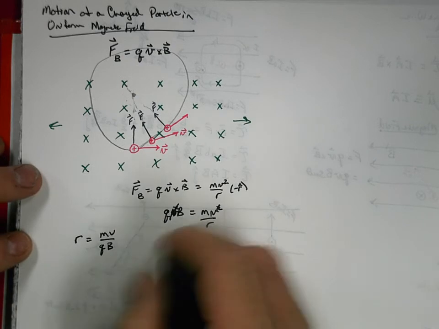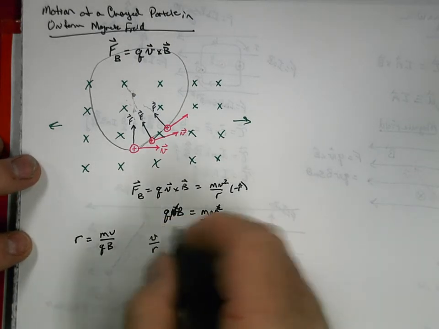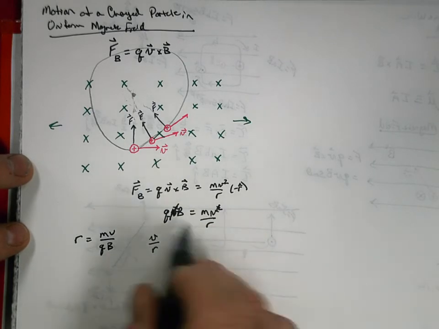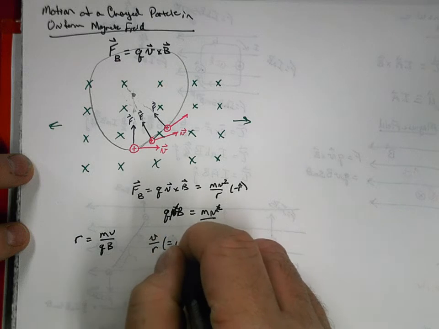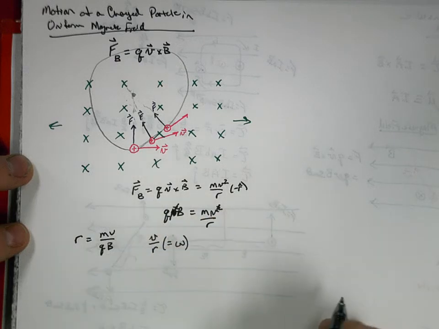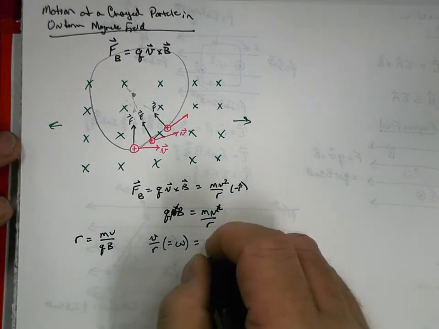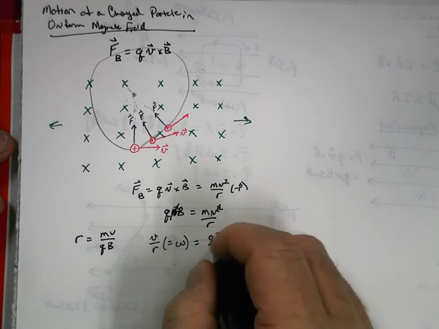Or we can solve for v over r. If we solve for v over r, this is how fast it's going divided by the radius, which really winds up being our angular frequency, because it's how many radians per second it's going to be traveling. And that's going to wind up being qB over the mass.